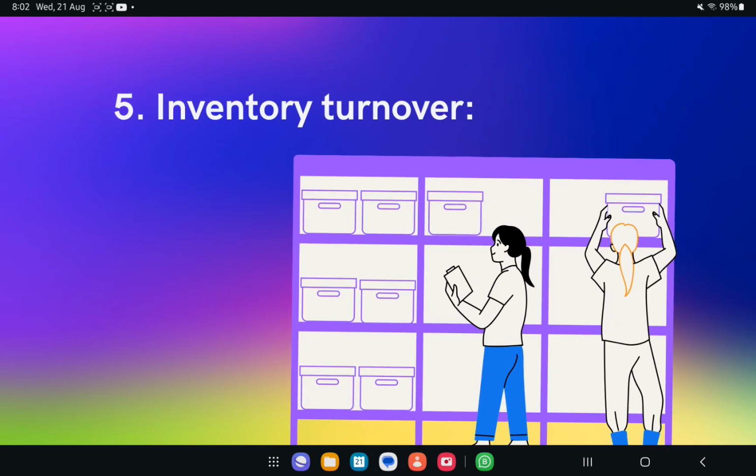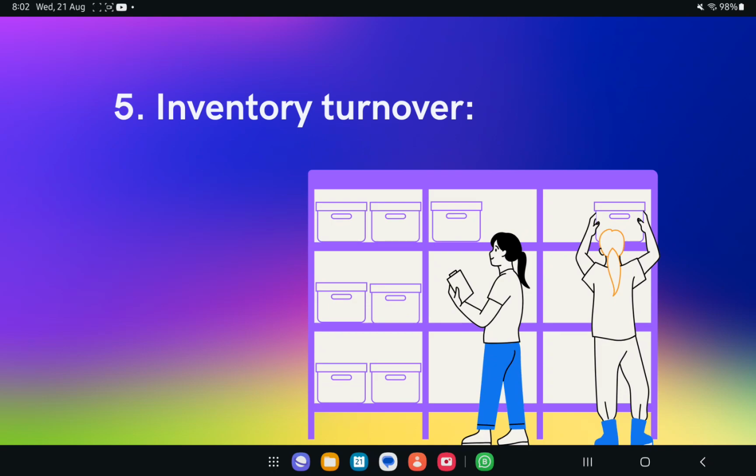Now the fifth point is the inventory turnover. How often does the stock turn into sales? If our product is something that moves very fast, then we need to have enough working capital. If it takes time for our inventory to convert into sales, we can rest. We can have a comparatively small amount of working capital. Why? Because it takes time.